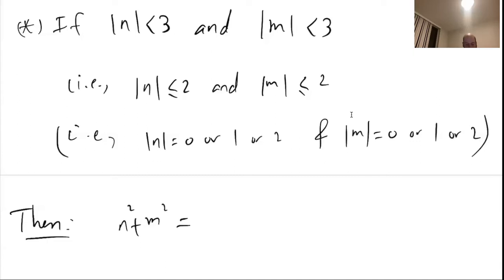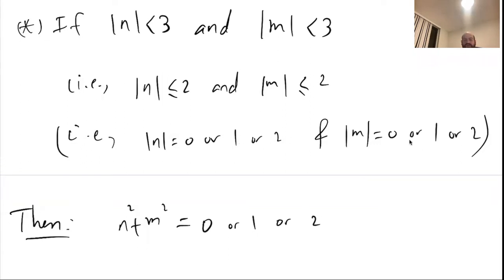so what will be the possibilities? If both of them are 0, there are just a few possibilities, right? We can check them one by one. If both of them are 0, then the addition will be 0. If one of them is 0 and one of them is 1, the addition will be 1. If both of them are 1, then the addition will be 2. Right? If the first one is 1 and the second one is also 1, the addition will be 2.